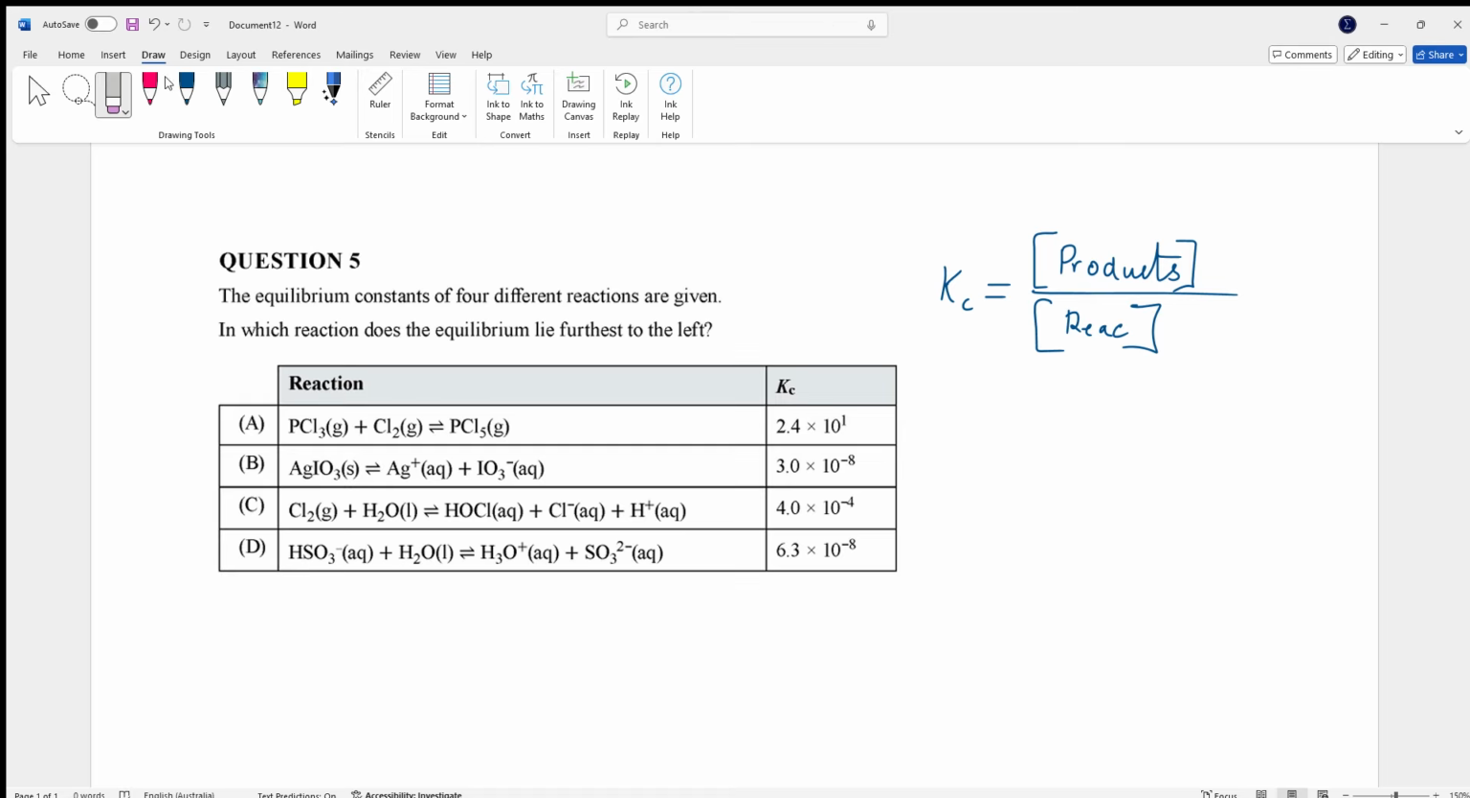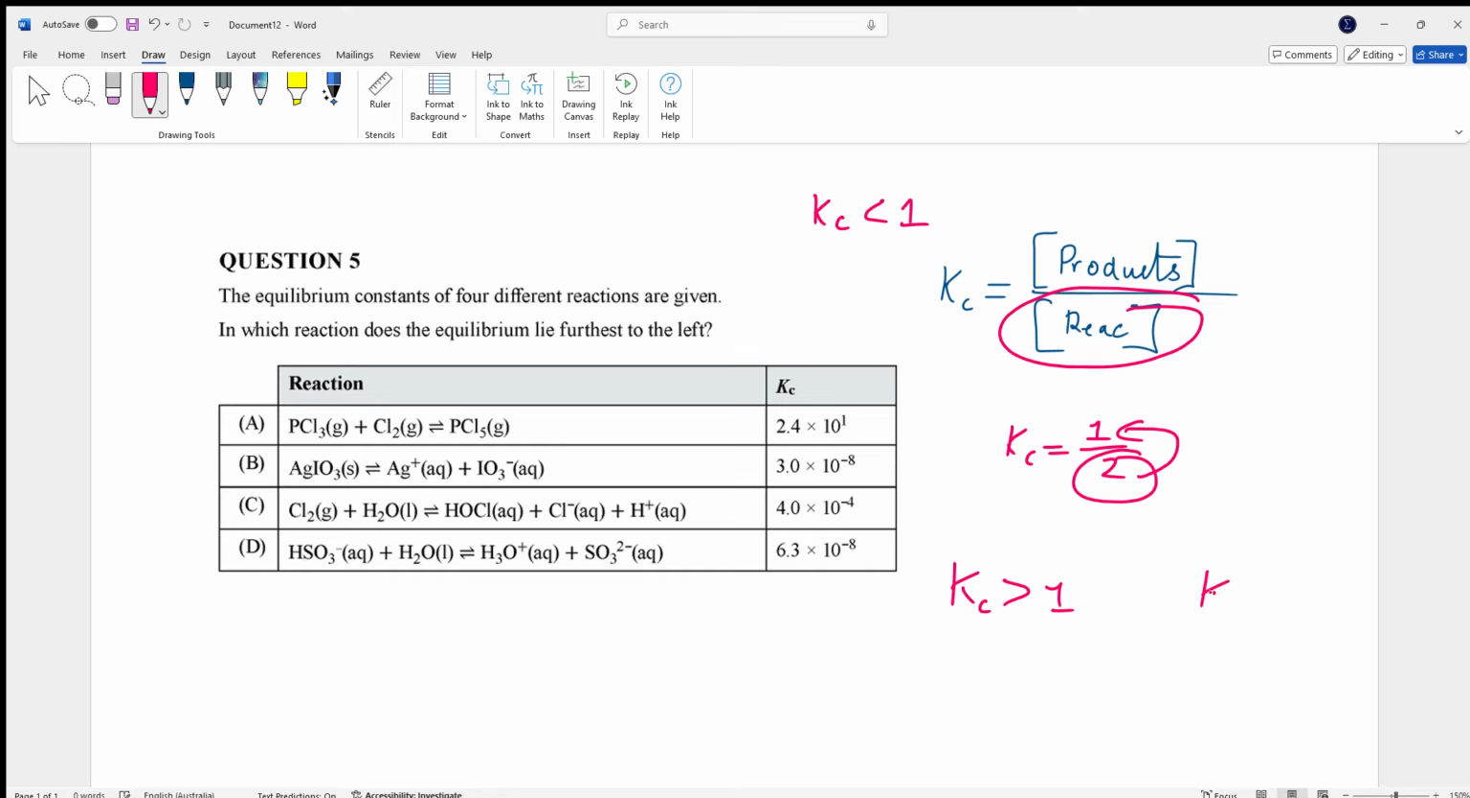Now, what this means is that number will tell us how much more there is of one thing compared to the other. For example, if the Kc value is less than 1, that tells us there are more reactants than products, because if we had a Kc equal to a half, that means there is double the amount of reactants as there is products, no matter what. If your Kc is bigger than 1, for example, if you have a Kc equal to, let's say, 4, that Kc is the same as 4 over 1, which means there are 4 times as many products as there are reactants.